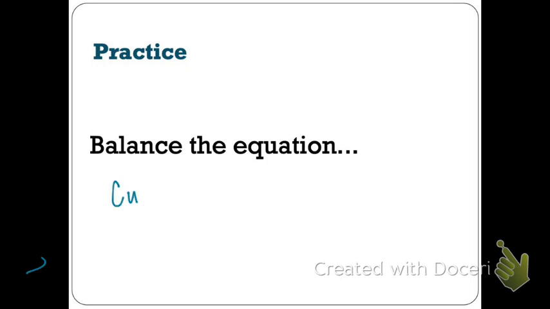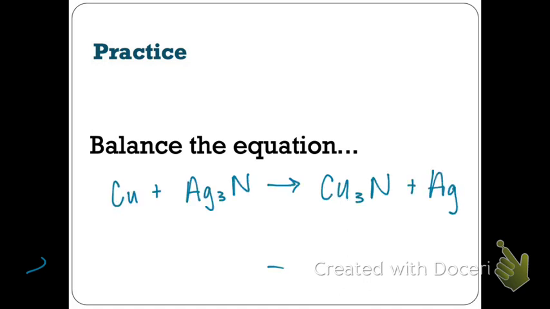Okay, Cu plus Ag3N yields Cu3N plus Ag. I'm going to change that formula just a little bit because we didn't deal with anything with those NO3s yet, so I'm going to take those out. Okay, so let's use this practice now.